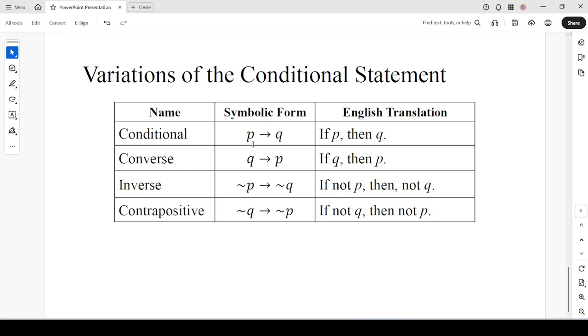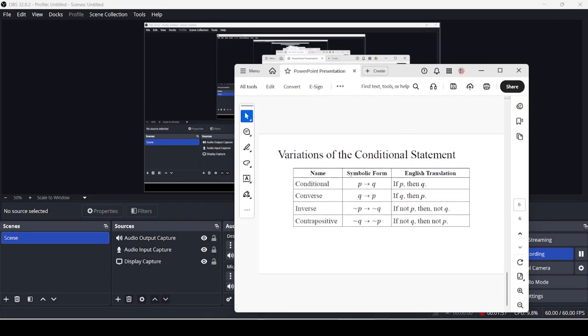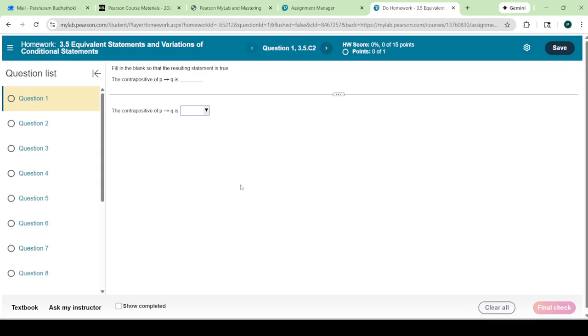So, conditional: P implies Q. The converse of that is Q implies P. The inverse of that is not P implies not Q, and the contrapositive of this statement is not Q implies not P. So based on this, let's do some examples.